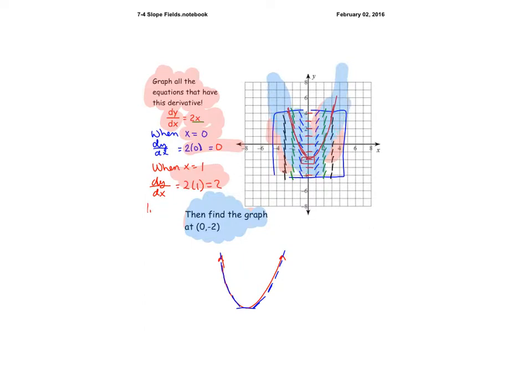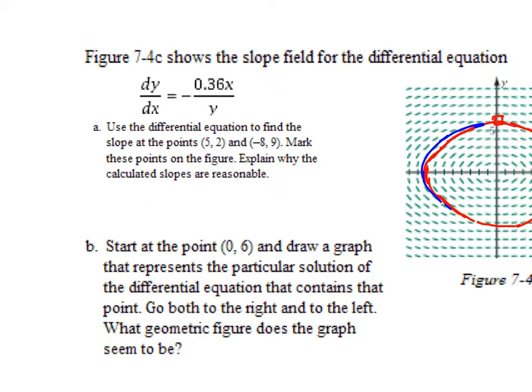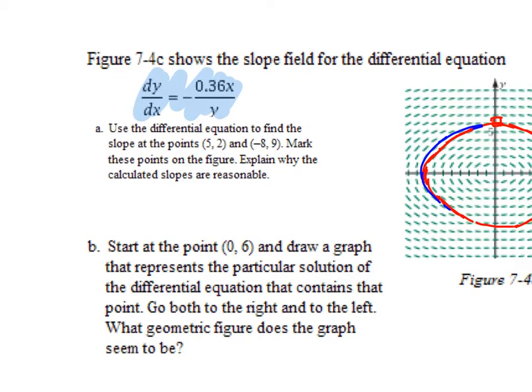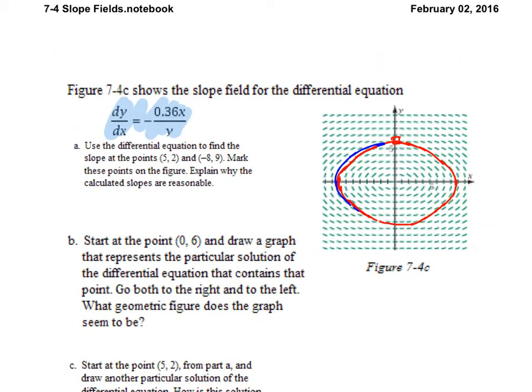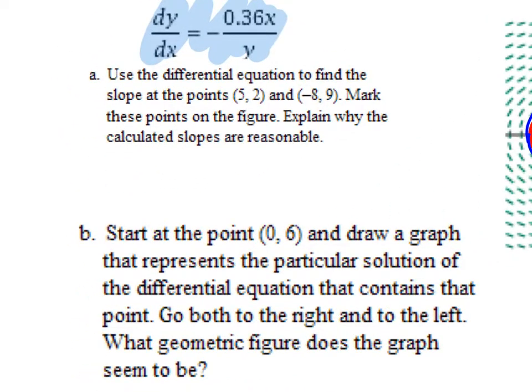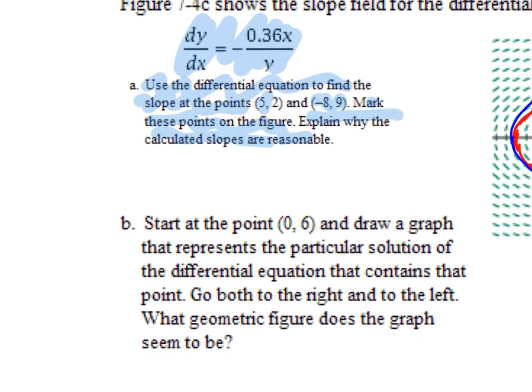Let's move on. Let's read this problem. So if you have a differential equation right here, you can see that there's already a slope line kind of drawn for you. Use the differential equation to find the slope at the given points. Mark these points on the figure. Explain why the calculated slopes are reasonable. So we're going to do that.